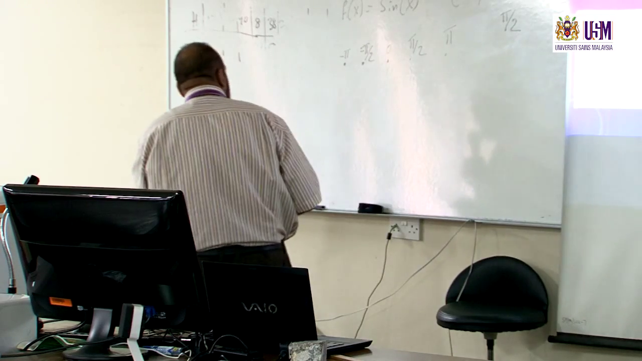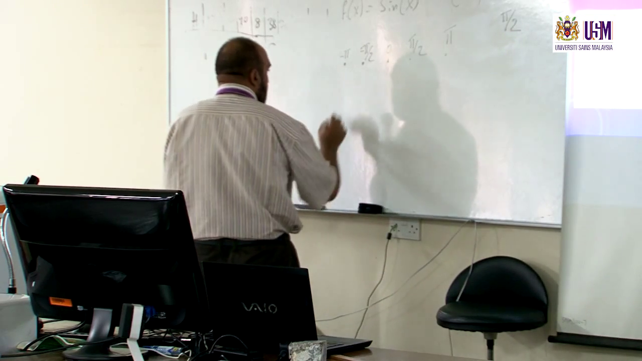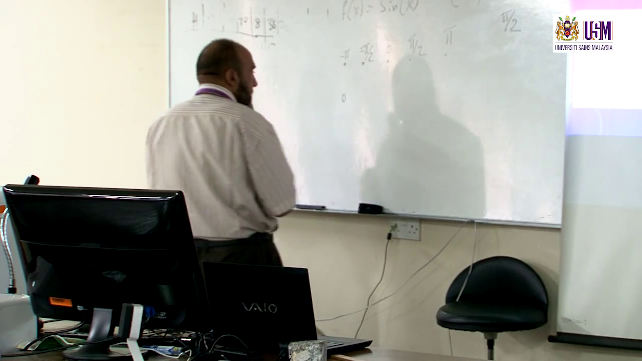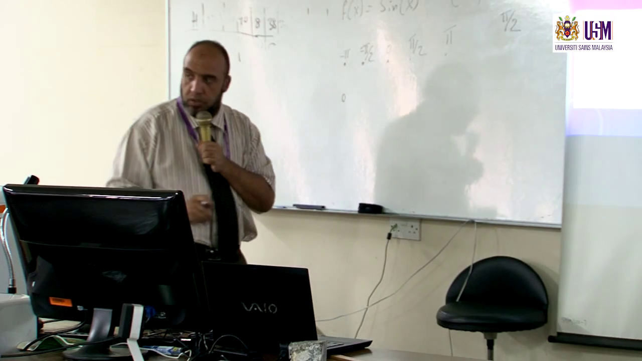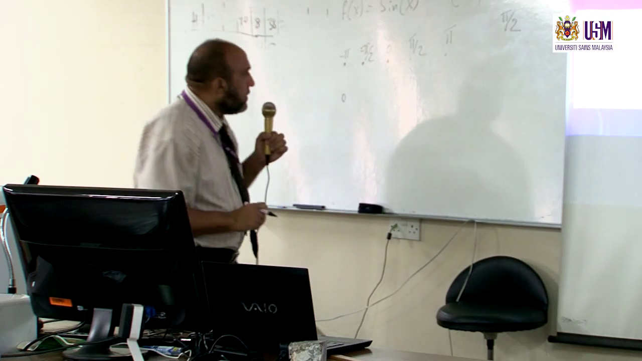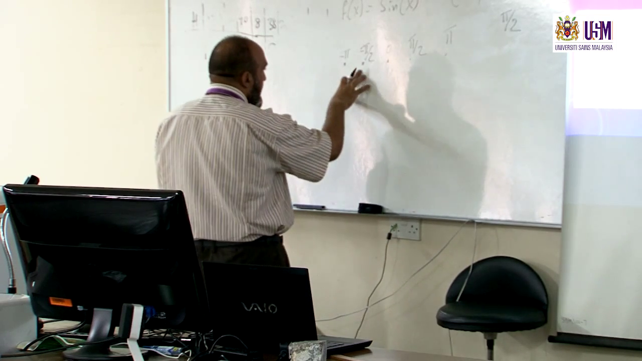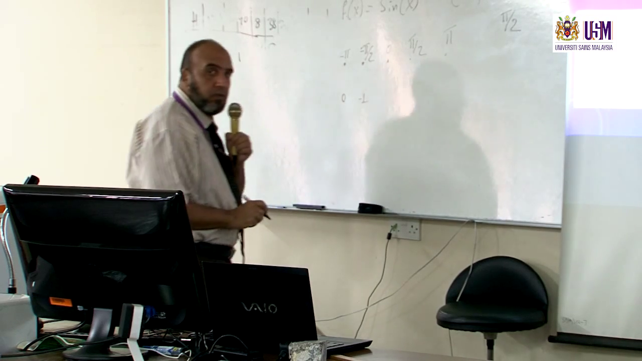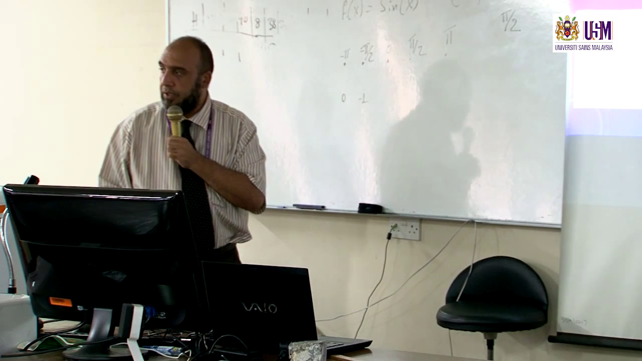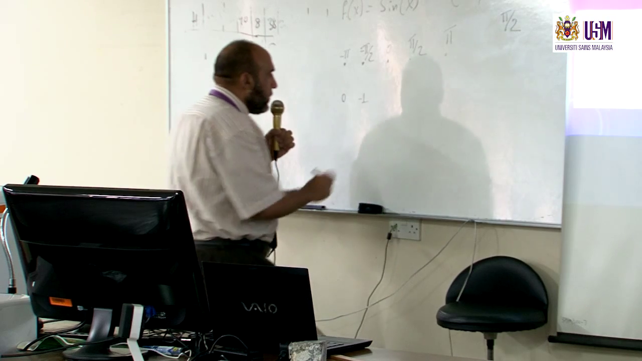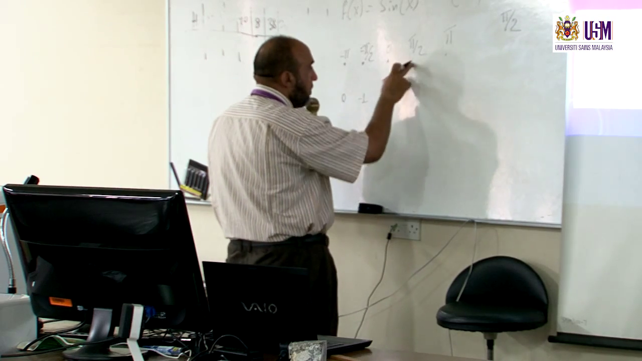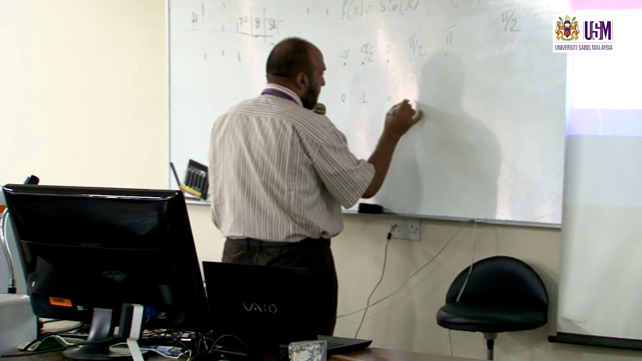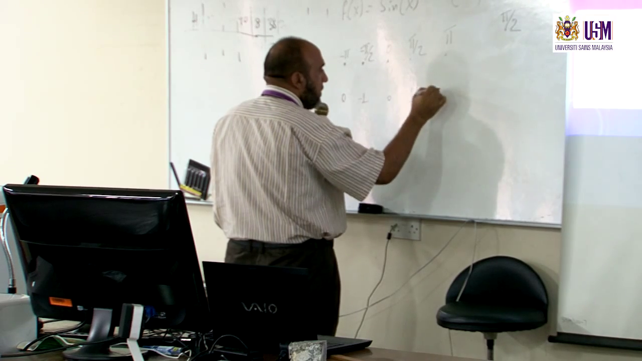So sine minus pi equals 0. Sine minus pi over 2 equals minus 1. Sine 0 equals 0. Sine pi over 2 is 1. And here we have 0.